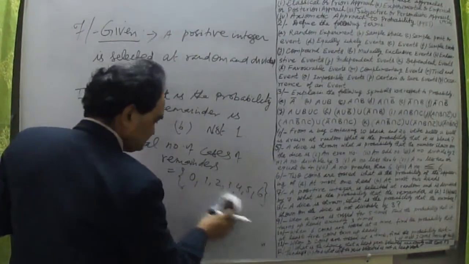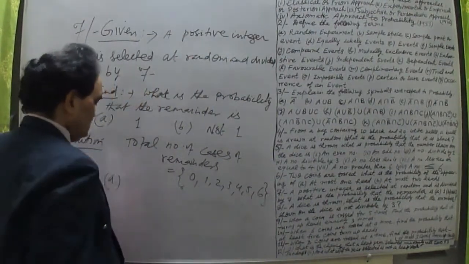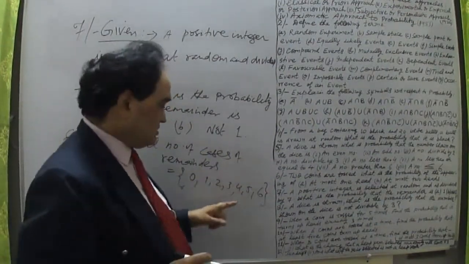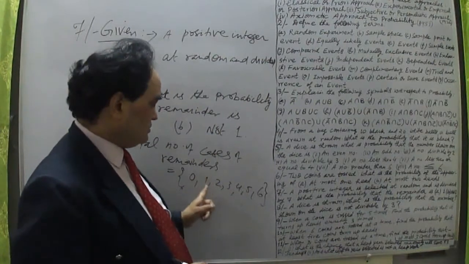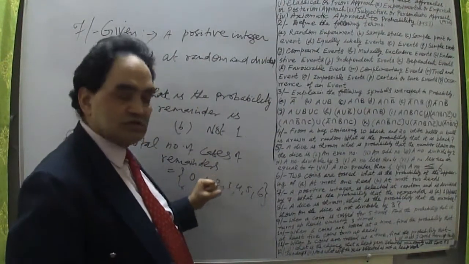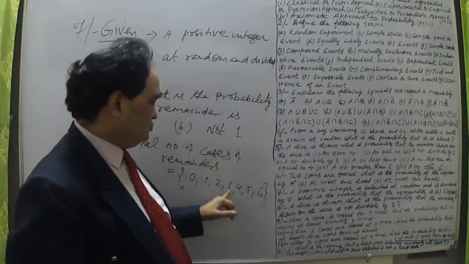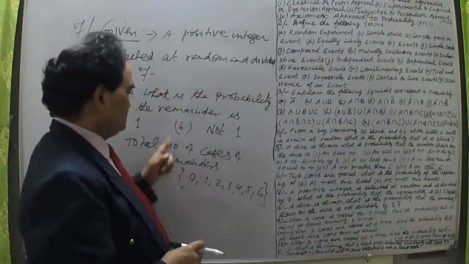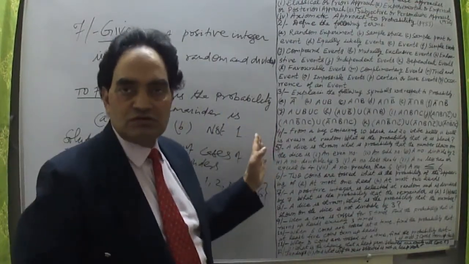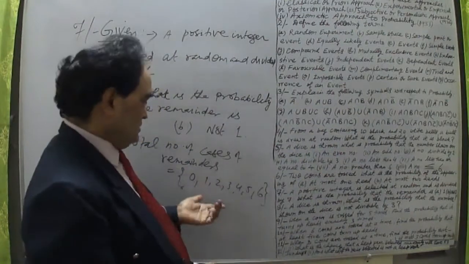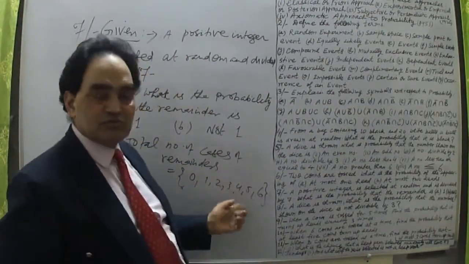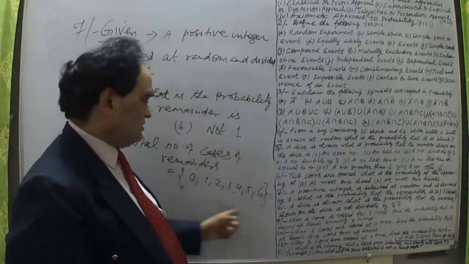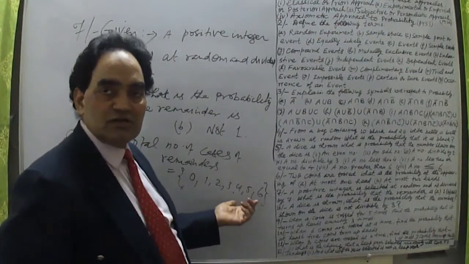Let me talk about part B. Now B part says not one remainder. It means other remainders may be there, 0 may be the remainder, not 1. So leaving 1, how many cases are left? 6: 0, 2, 3, 4, 5, 6. So favorable cases are 6. 6 upon 7. Or we could just subtract this 1/7 from 1. The leftover value is 6 upon 7. From here also, favorable cases are 6 because 1 is taken out, and the remaining cases are favorable cases.